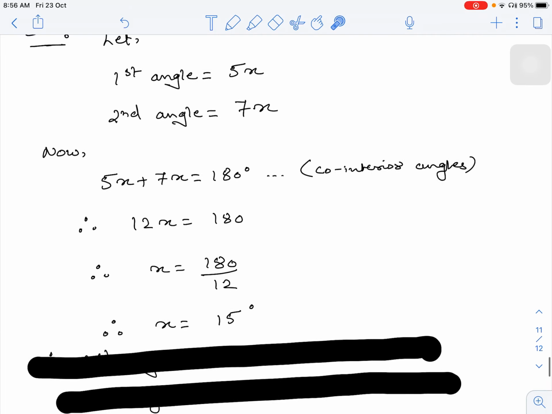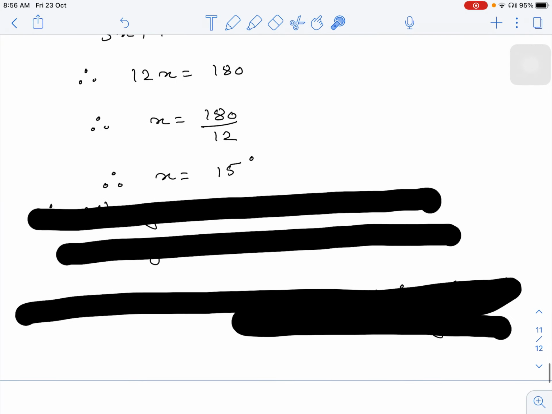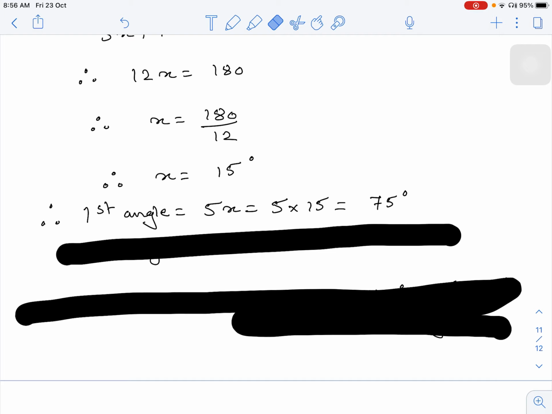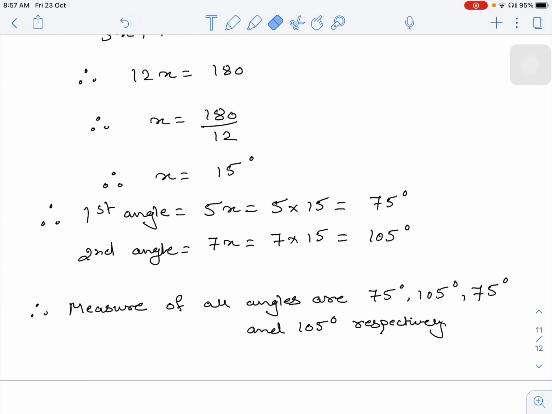Now, our first angle is 5x and second one is 7x. We have to find those values. Therefore, first angle is equal to 5x, that is 5 into 15, which equals 75 degree. And our second angle is 7x, that is 7 into 15, where 15 is the value of x, so that equals 105 degree. If you want to confirm, the sum of these both is 180 degree.